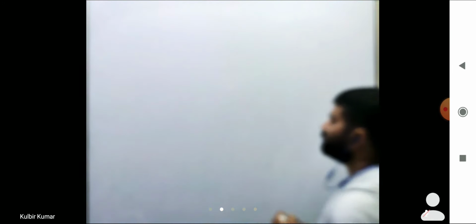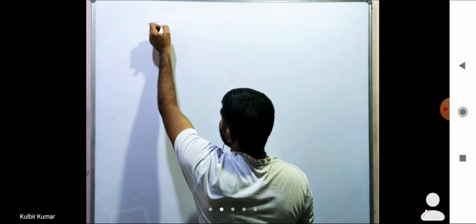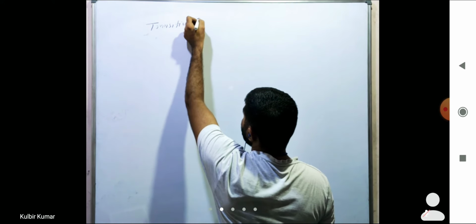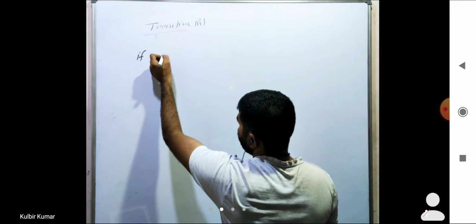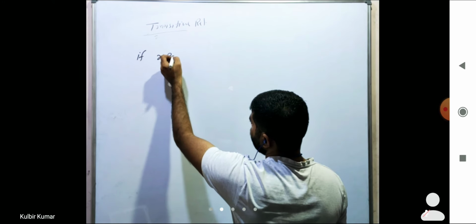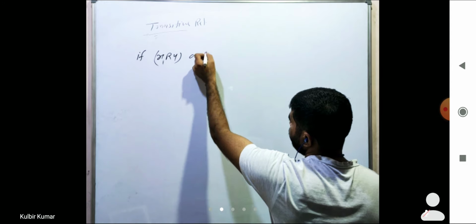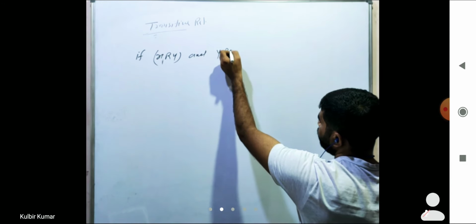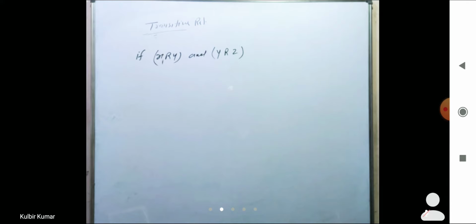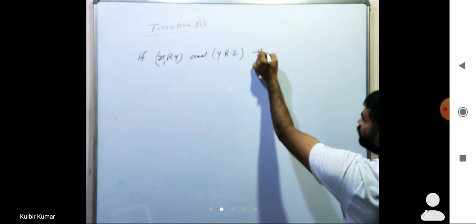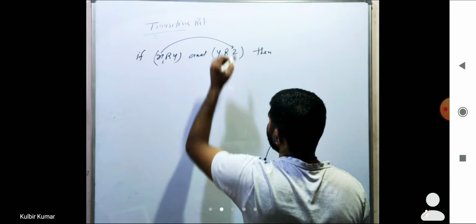So, what is the transitive relation? In case of transitive, we can say that a relation R on set A is said to be transitive if X relate Y and Y relate Z, then this X relate Z also, right?